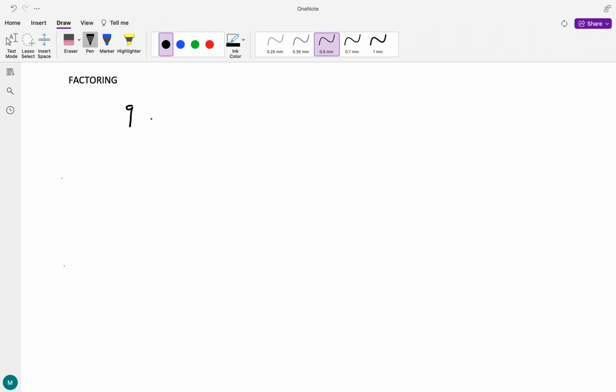So if you want to write 9 in terms of simpler terms or multiple terms, you can write it as multiplication. For example, 9 times 1 or 1 times 9. You can also say 3 times 3. So 9, 1, and 3 are all factors of 9.